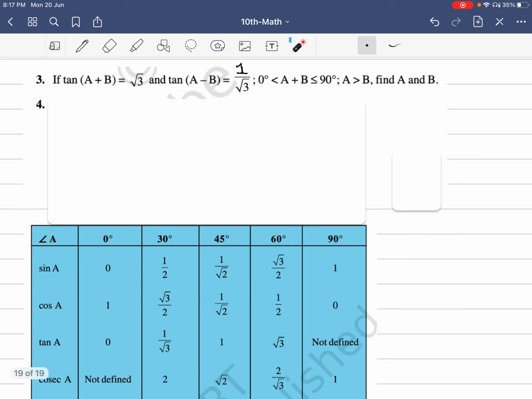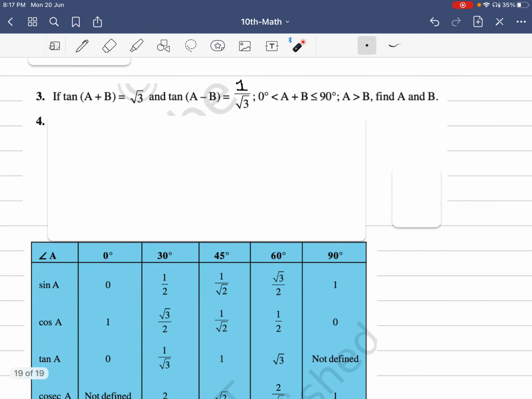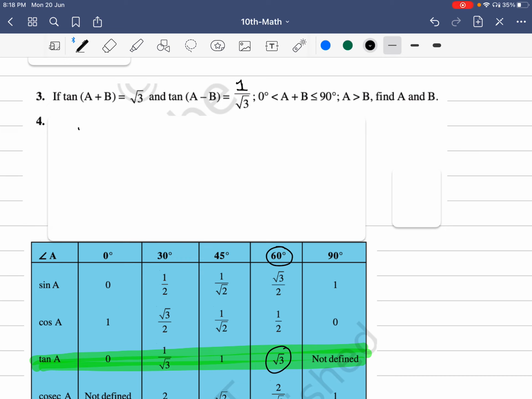Now we have this table where we have all the values for these 5 specific angles, all these 6 trigonometric ratios, from sin A till cot A. Here we are dealing with tan A, so let's try to highlight that. This is what we are concerned about. Now we have tan(a + b) is equal to under root 3. So this is our under root 3, tan of a, and that is equal to 60 degree. So I can clearly write here a + b is equal to 60.